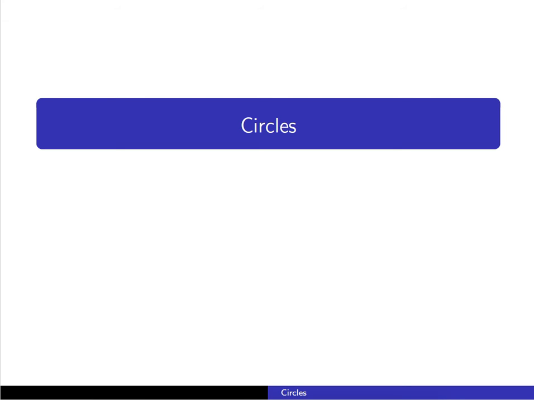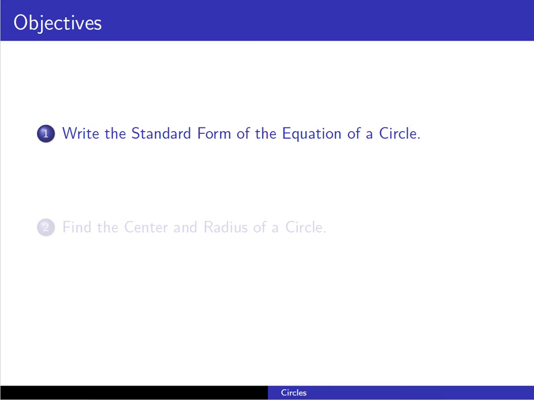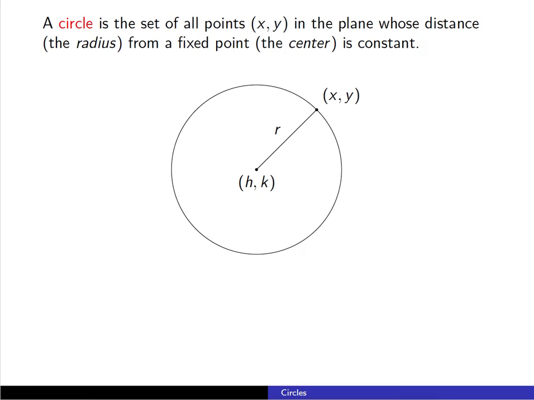Okay, in this video we're going to introduce circles, and in particular we're going to write the standard form of the equation of a circle. A circle by definition is a set of all points, and we use x and y for any point in that set, in the plane whose distance, called the radius, from a fixed point called the center is constant. In other words, the distance from the center of the circle to any point on the circle, that radius, is going to be the same distance all the way around the circle no matter where it's drawn from.